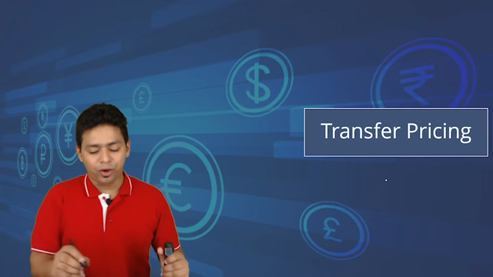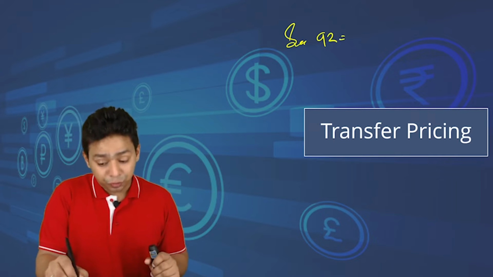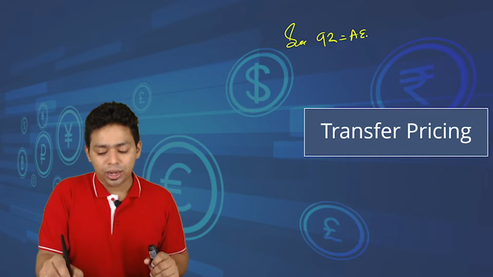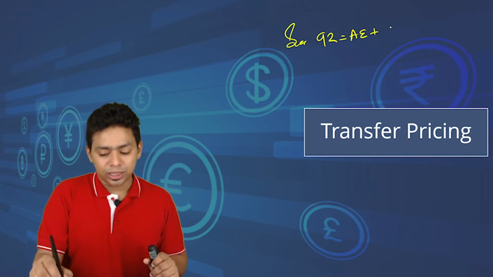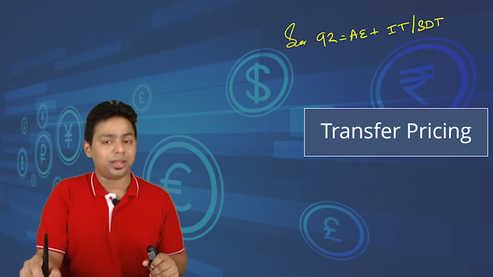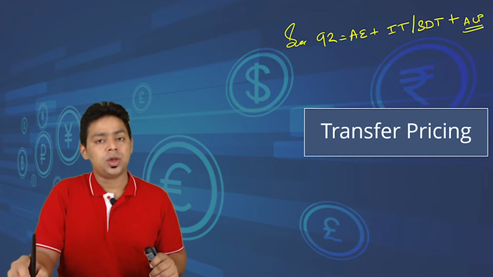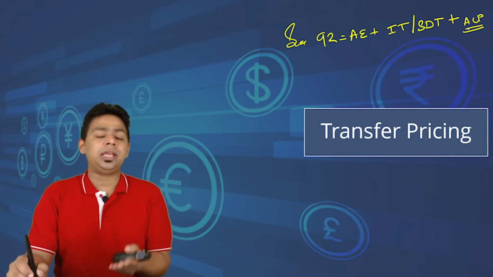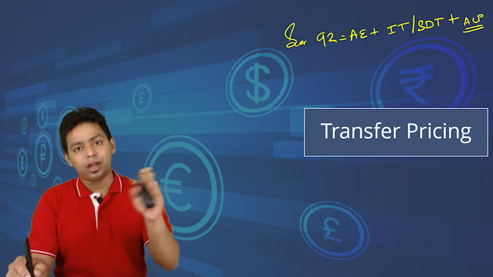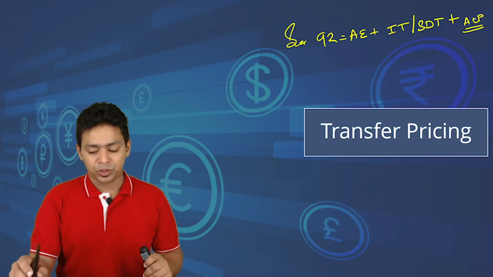So what we have discussed so far: section 92 is done, which is the charging section. It says there has to be an associate enterprise, and the transaction has to be an international transaction or specified domestic transaction. Such a transaction should have been done at arm's length price, or if not, then the income tax department will recompute the transaction at arm's length price, and then there will be an addition to the profit margin.